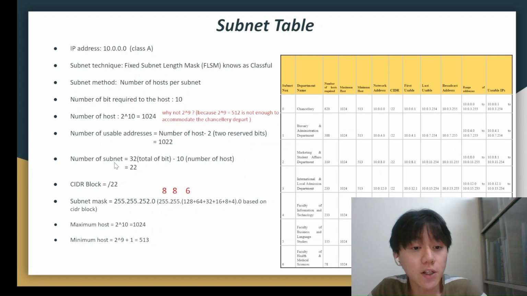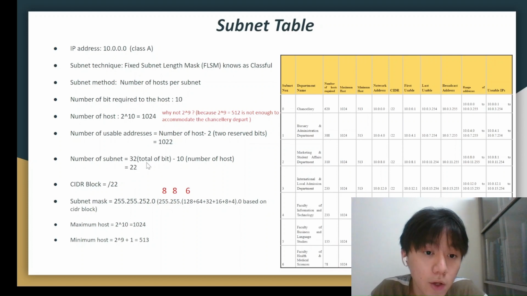And the number of subnet bits actually totals 22. The total number of bits here refers to the IP address. As you can see, there is one portion for the network and three portions for the host. One portion here represents 8 bits, and there are 4 portions, so 8 times 4 gives you 32. And 32 minus 10, you get 22.